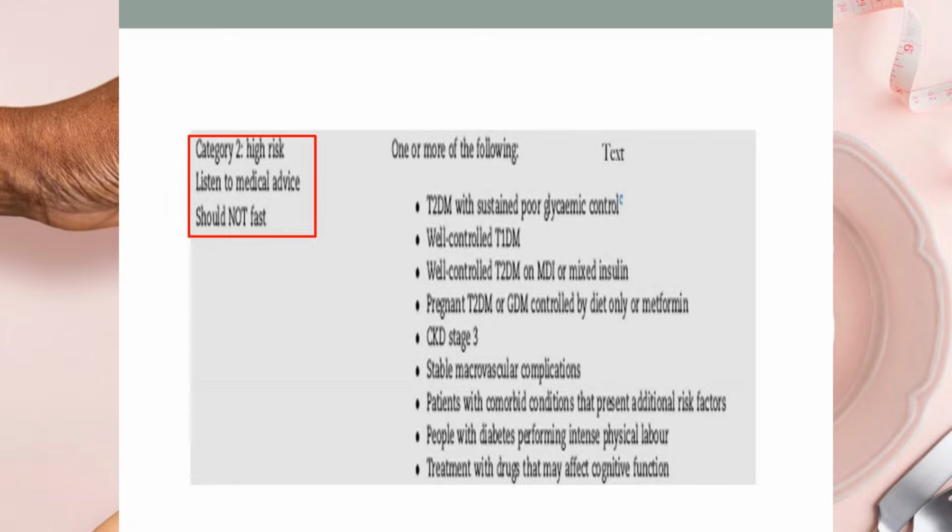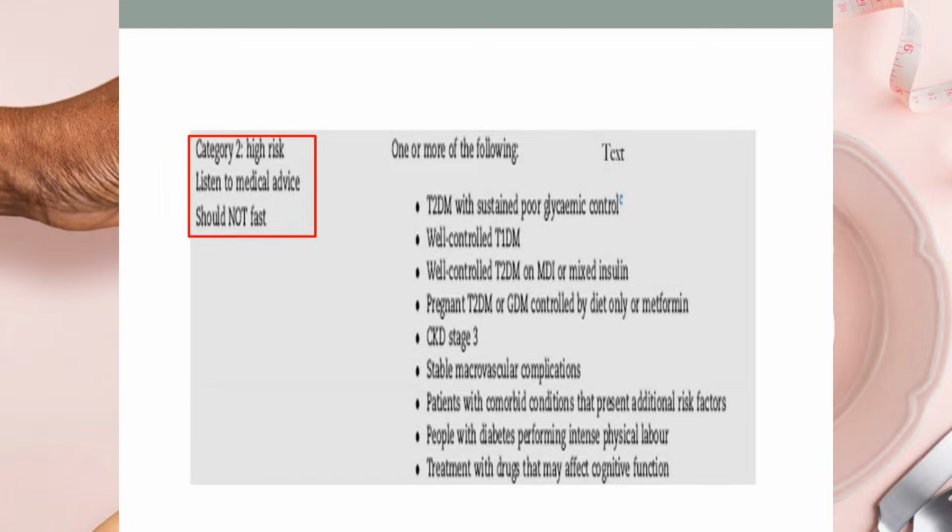So let's see the second category. The second category is high risk. So the first one was very high risk, and the recommendation was must not fast. The high risk group, the recommendation is that they should not fast. So whilst it is strongly saying don't fast, the should is milder than the must.